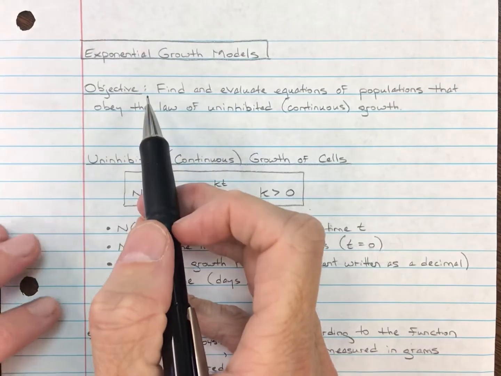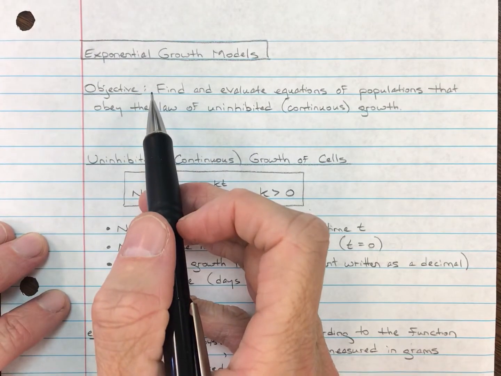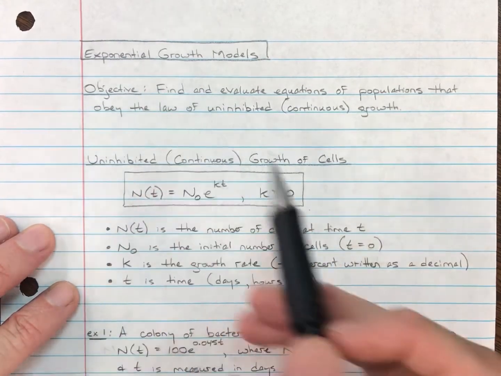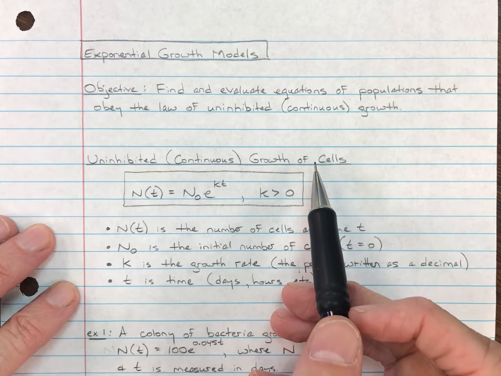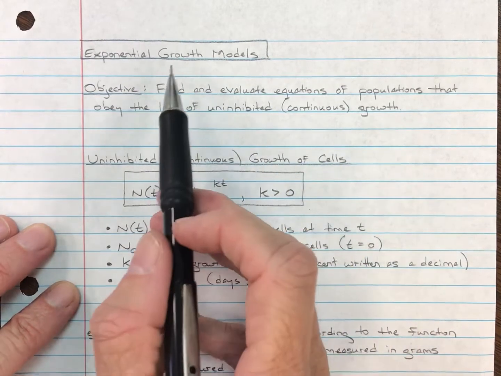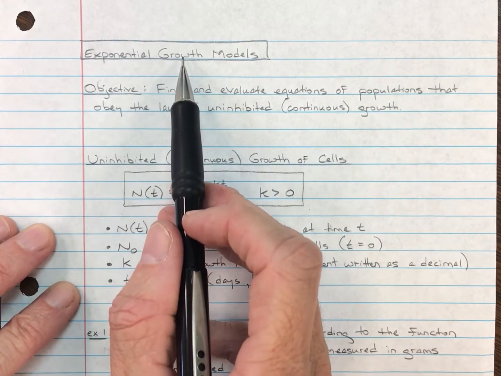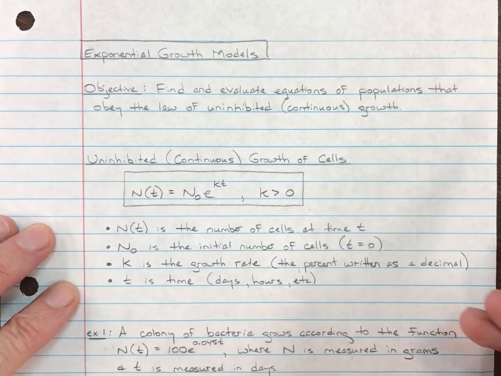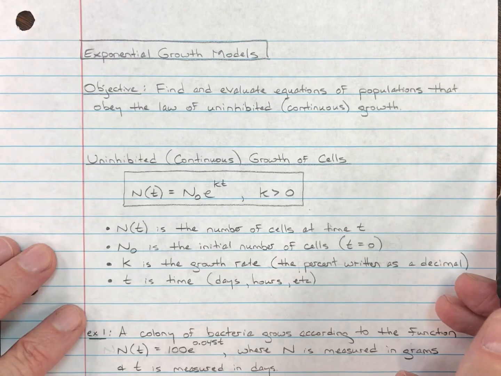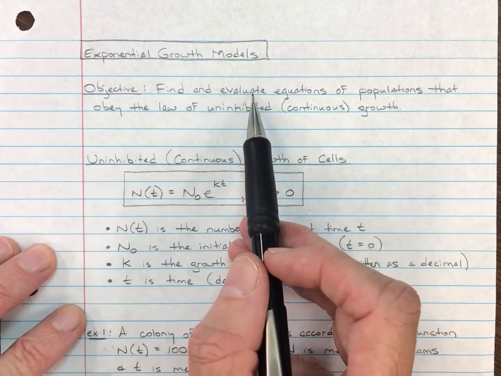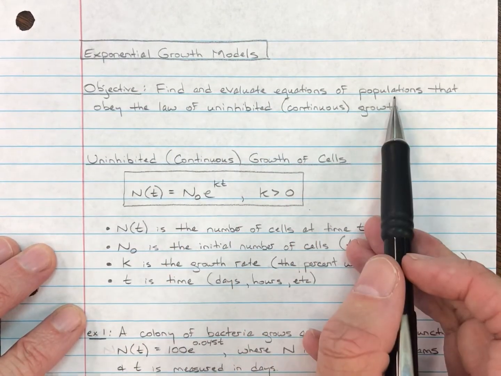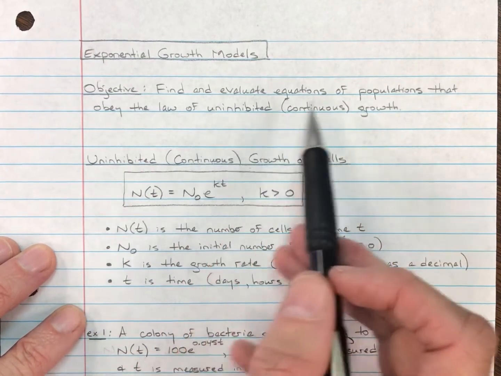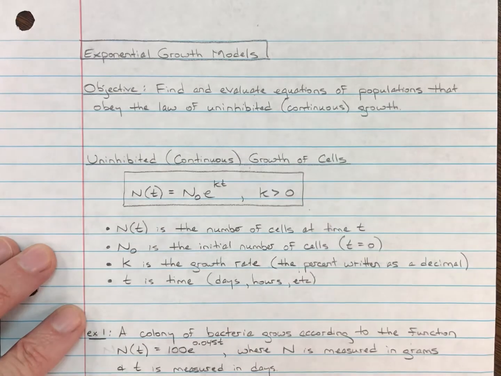We're going to do a little bit of real life work with our knowledge of exponential functions. This one will be on exponential growth, and the second video lecture will be on exponential decay. So what we want to do here is find and evaluate equations of populations that obey the law of uninhibited or continuous growth.